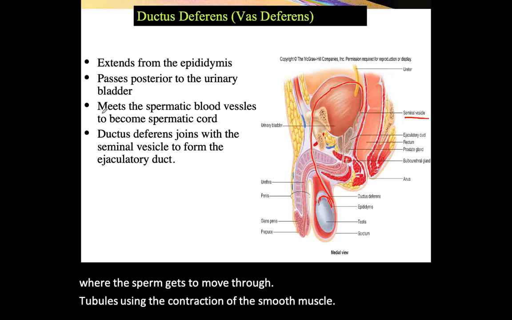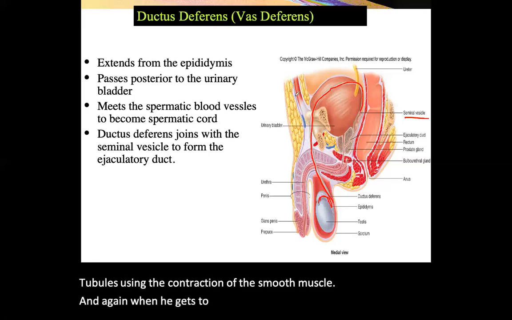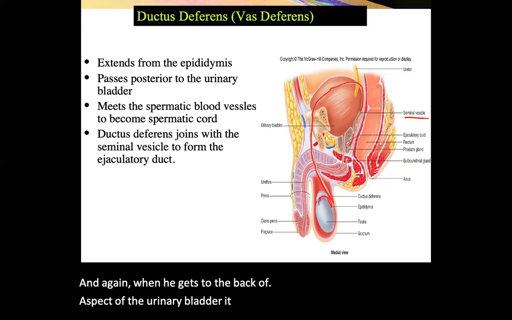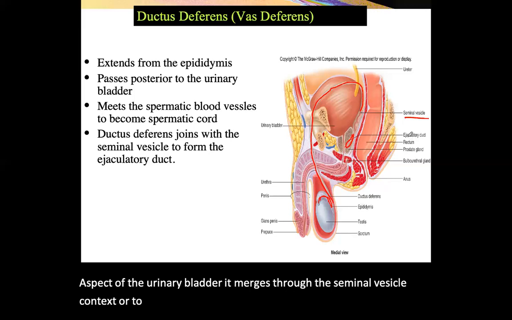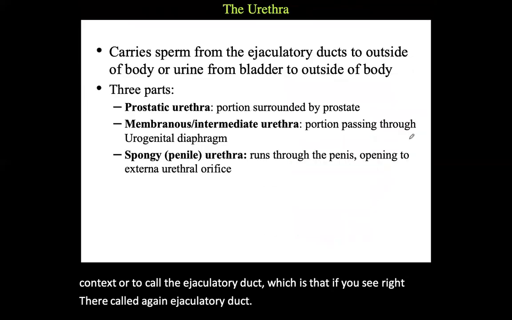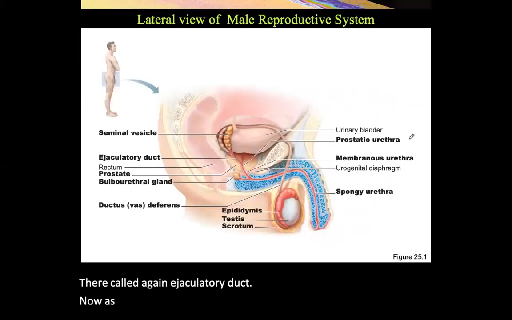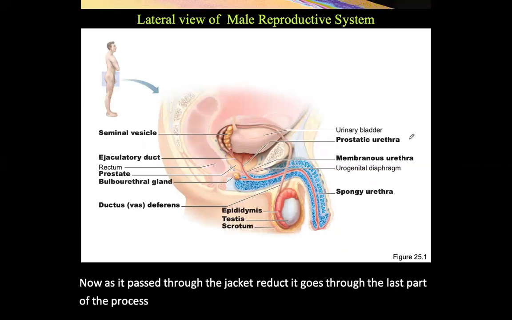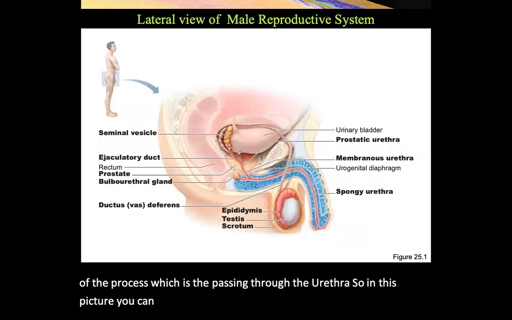And again, when it gets to the posterior aspect of the urinary bladder, it merges through the seminal vesicle and connects to a tube called the ejaculatory duct, which is the tube you see right there. Now, as it passes through the ejaculatory duct, it goes through the last part of the process, which is passing through the urethra. So in this picture, you can see the three-part breakdown of the urethra.